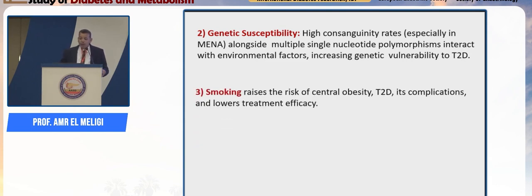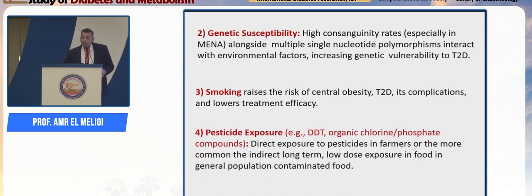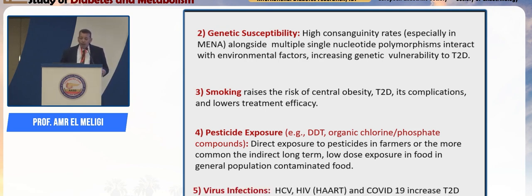Smoking raises the risk of central obesity, type 2 diabetes, and its complications, and also lowers treatment efficacy. Pesticide exposure: direct exposure to pesticides in farmers, or the more common, indirect long-term low-dose exposure in contaminated food in the general population. Virus infections: many virus infections are linked to increased risk of diabetes, such as hepatitis C virus, HIV and the high antiretroviral treatment in HIV patients, and COVID-19. All these factors increase the risk of type 2 diabetes.